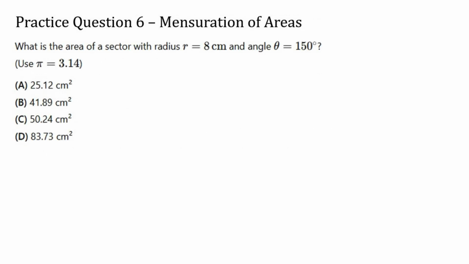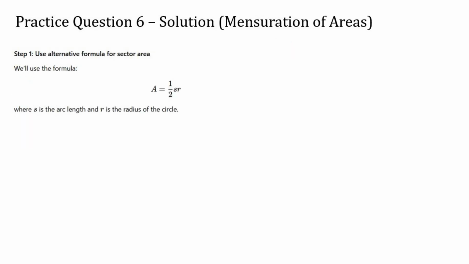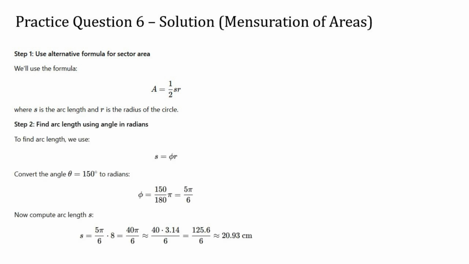Practice question 6. What is the area of a sector with radius r equal to 8 centimeters and angle theta equal to 150 degrees? We start by using the formula for the area of a sector, which says the area is equal to 1/2 times the arc length times the radius. Since the arc length is the product of the radius and the angle in radians, we first need to convert the angle from degrees to radians.